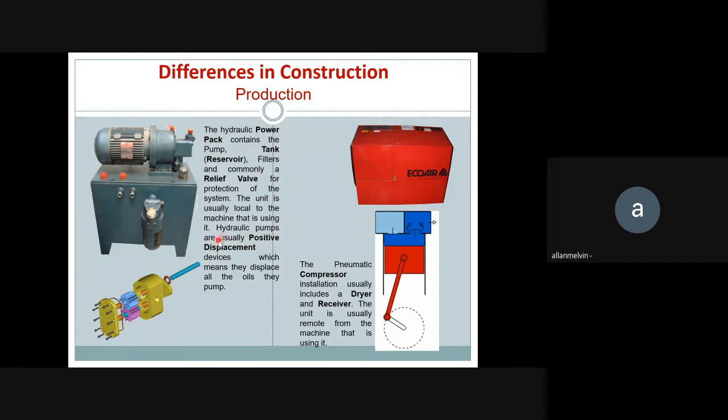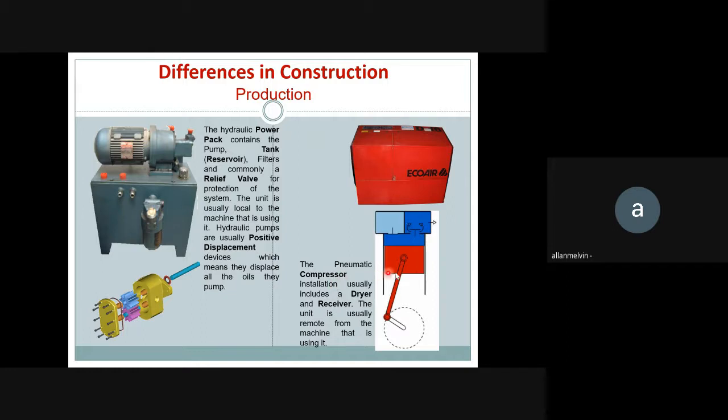Hydraulic pumps are usually positive displacement devices, which means they displace all the oil they pump. So dia macam kumpul-kumpul, dia akan pump sekali. Okay, so it displaces all the oil. Okay, so this is on the construction. Okay, kalau you tak pernah tengok, you tengok lah. Dia macam ni.